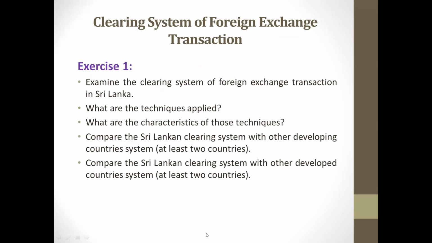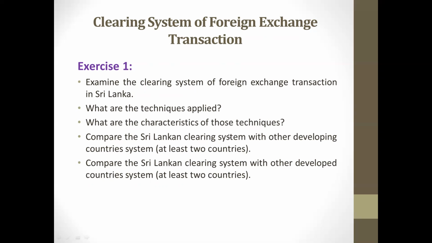Now this is one kind of exercise you are going to work out as homework. Please understand what the clearing system of foreign exchange transactions is. You need to examine the clearing system of foreign exchange transactions in Sri Lanka. What type of clearing systems are practiced in the Sri Lankan context, what are the techniques applied in this clearing system, and what are the characteristics?